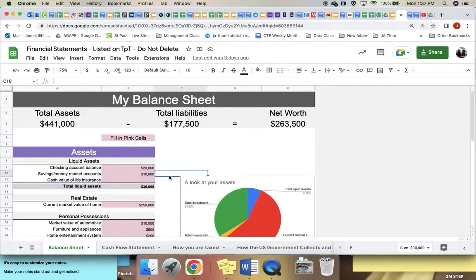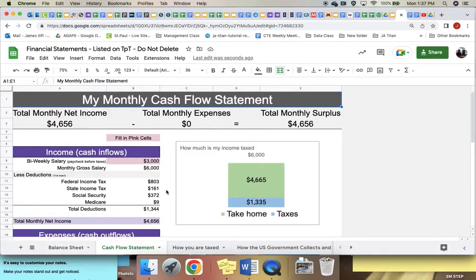Again, it's all dynamic. If they come in here and change information, like let's say it's a $350,000 house, this will all update and be reflected in their total assets minus total liabilities and their net worth. Hey, let's go look at the cash flow statement.